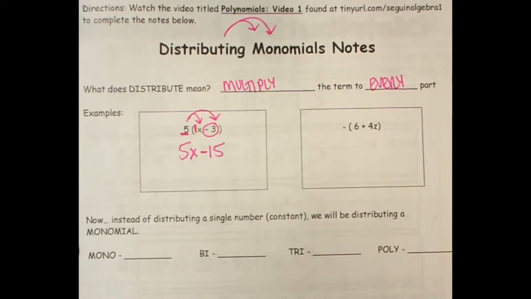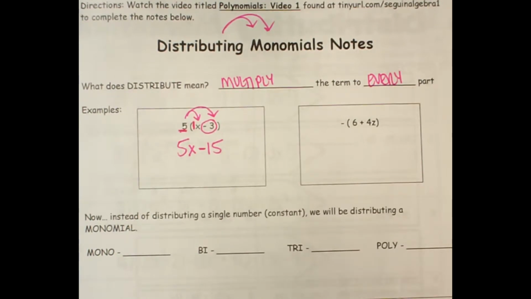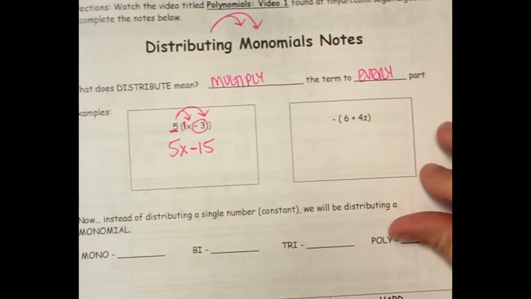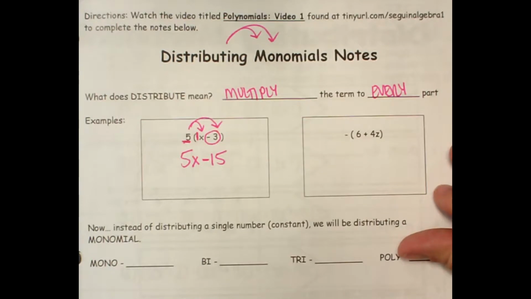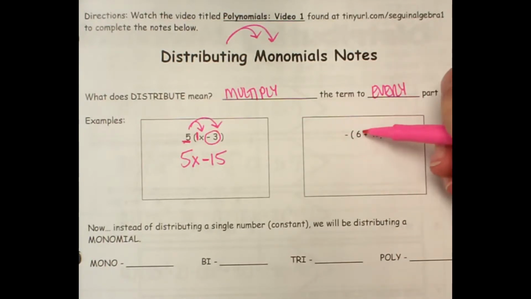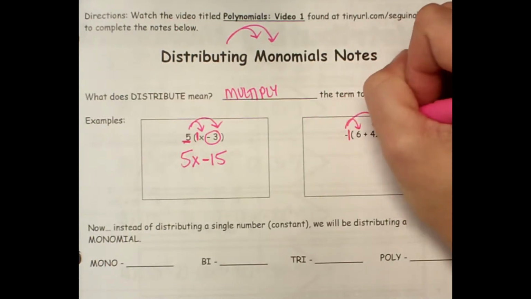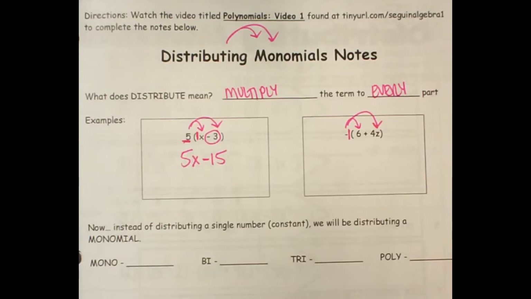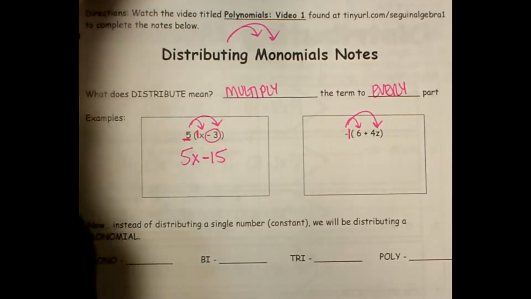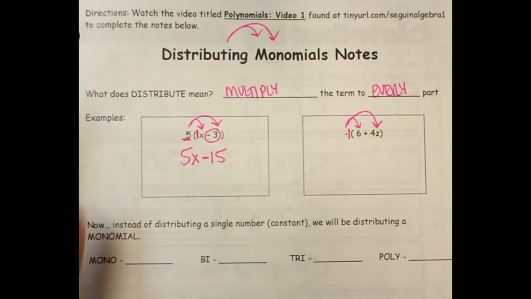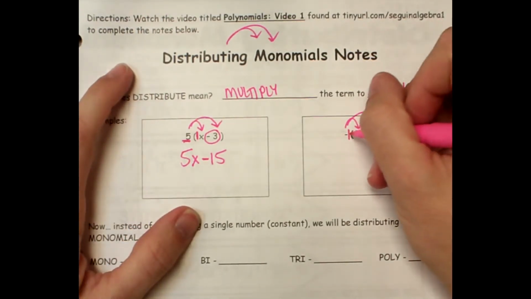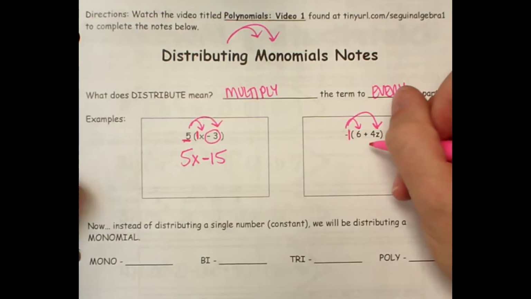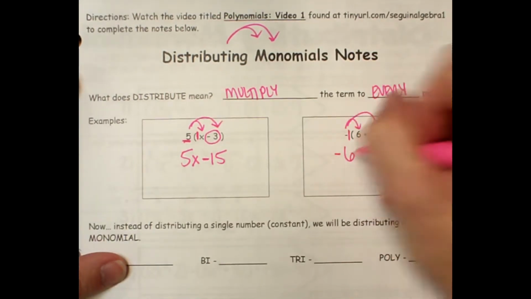Looking at our second example, this one's a little bit new. Remember though, if that's a negative on the outside, if there's no number, that means you have a negative 1. So you're going to distribute that negative 1 to everything inside your parentheses. When we distribute, we're just multiplying. So we'll do negative 1 times 6. If you need to, put that in your calculator. Negative 1 times a positive 6 is negative 6.